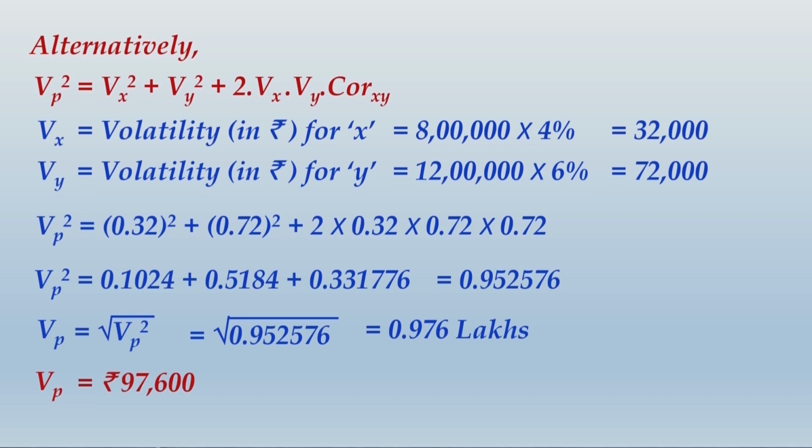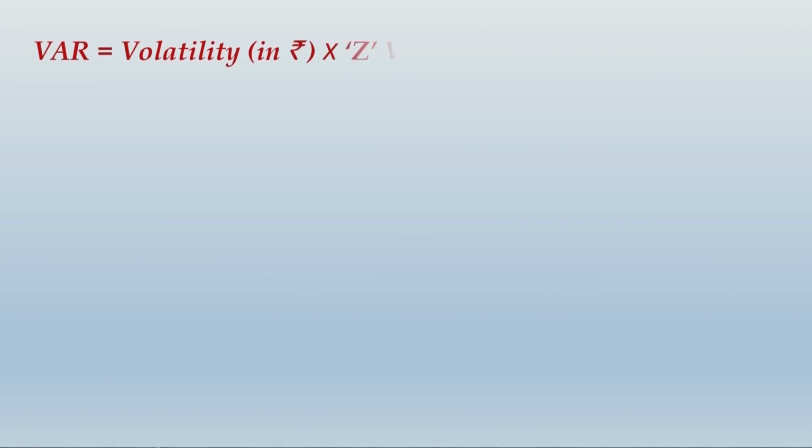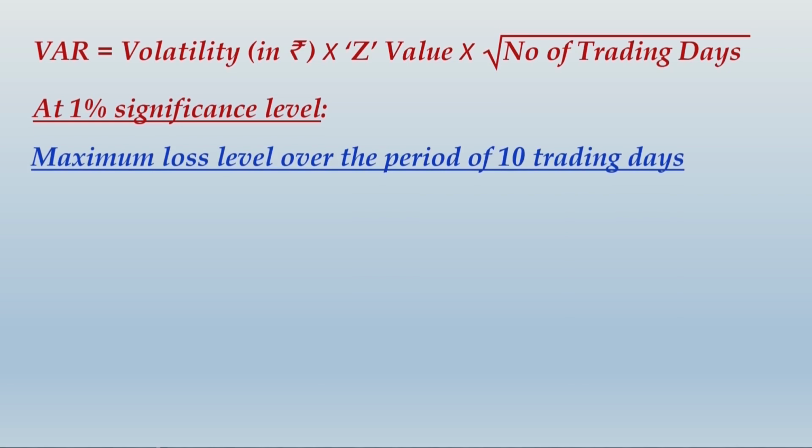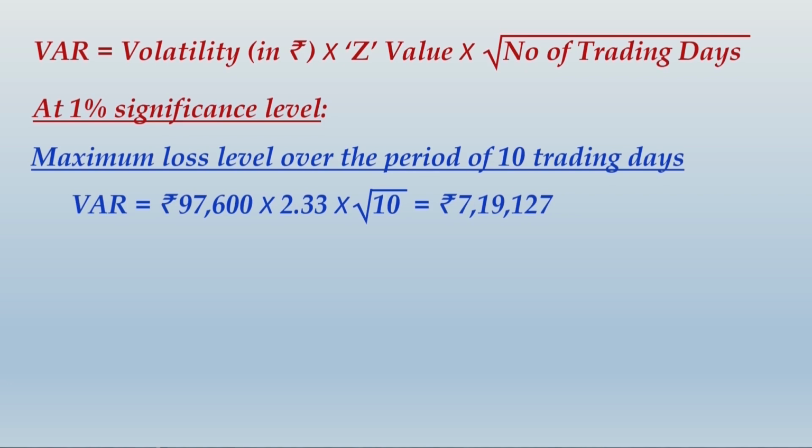Alright friends, after writing up this alternative approach giving the volatility in value with respect to the entire portfolio as rupees 97,600, the part ahead is very simple. You can find VAR, that is volatility in value multiplied by Z value into square root of number of trading days. That means this part of calculation remains same whether it is a case of portfolio or even an individual stock. The question has informed the level of significance as 1%, and for that the Z value will be 2.33, and we have to make calculation for 2 weeks, that is 10 trading days, and that final result comes to rupees 7,19,127. So please note down this calculation as well. That will be the end of the solution.